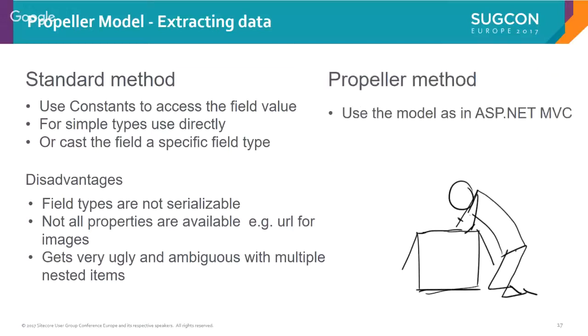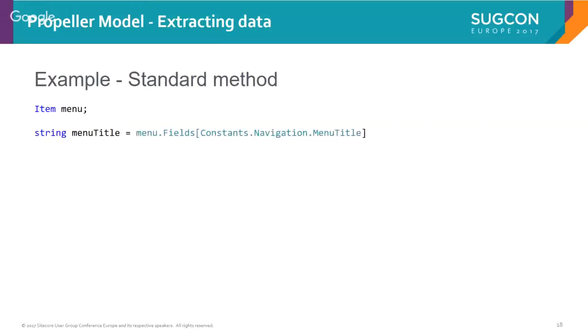With the Propeller method, we're actually ready to go. There is no more work to do. We can use it just as we would in ASP.NET MVC. An example of how we'll go through it the standard way is, you can see here, a simple menu title we can pull out directly.